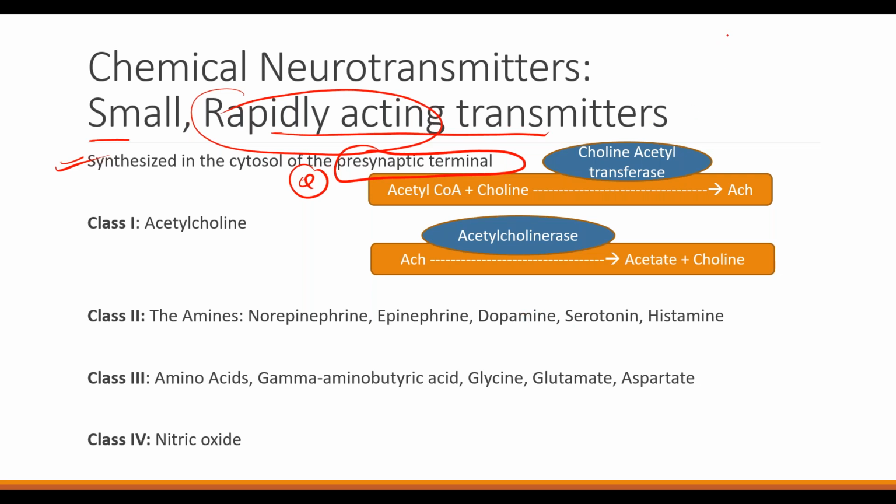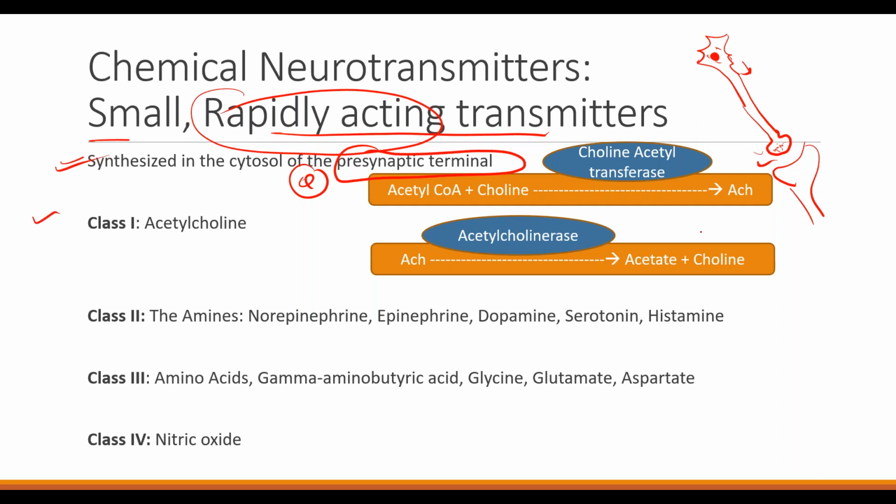So if this is the whole neuron, first neuron, there is this presynaptic terminal here, and this is the postsynaptic thing. So these rapidly acting ones are synthesized here. Got it? What about the long acting ones? They will be synthesized in the soma, and they will be transported all across to this terminal knob. However, we are right now reading about rapidly acting transmitters.